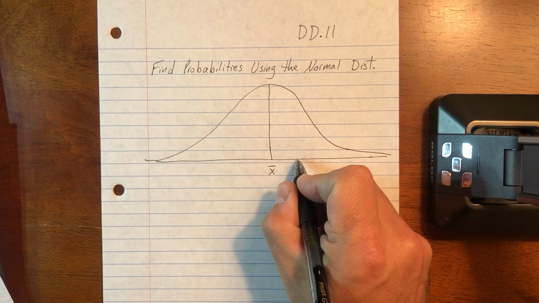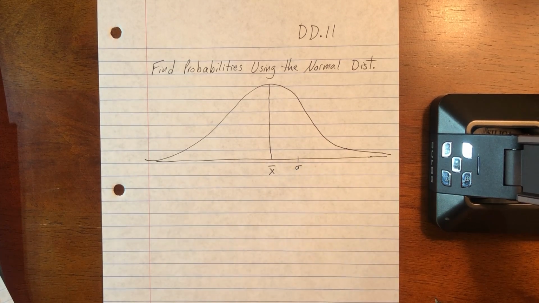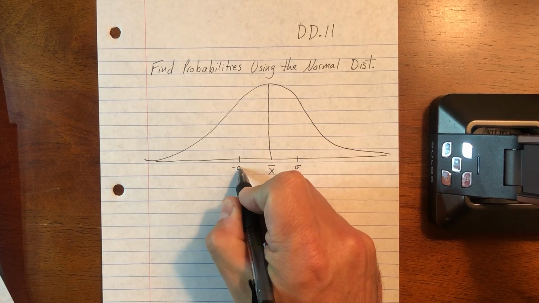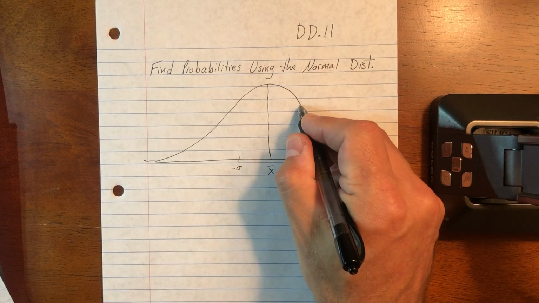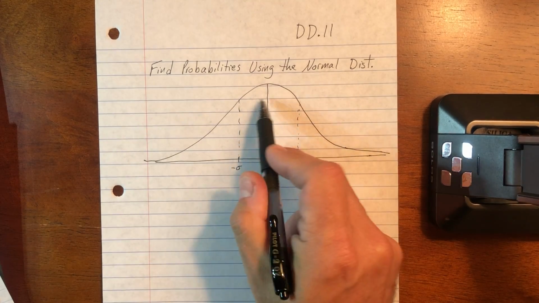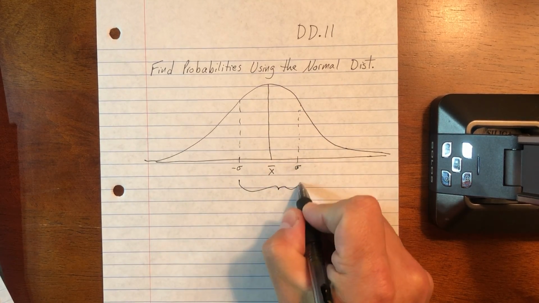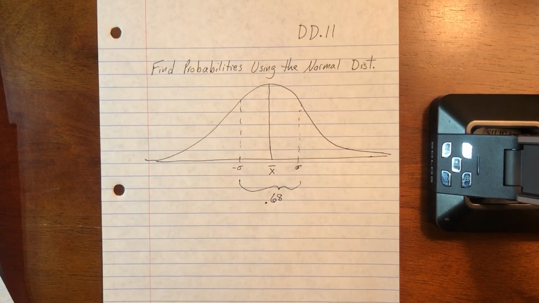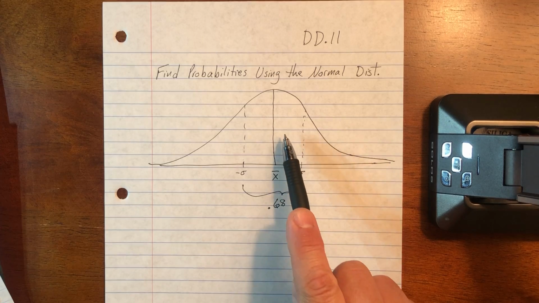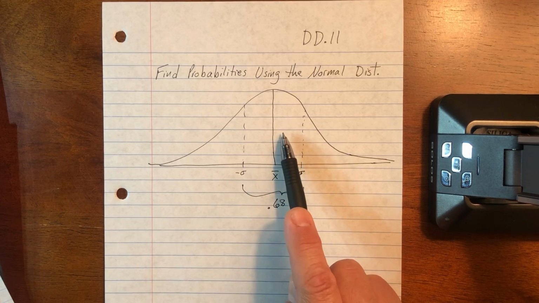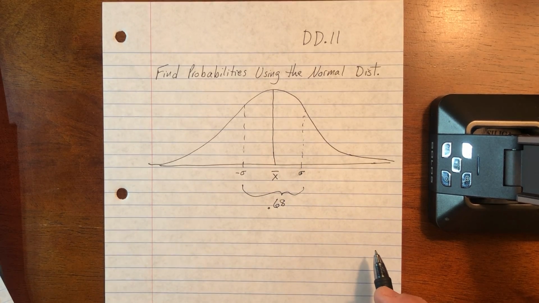If I were to go one standard deviation to the right of the mean, so that's 1 sigma that way, and go one standard deviation to the left of the mean, so negative sigma in that direction, well then between those two, so if I draw a little line there and a little line there, everything in here from there to there is 68% or 0.68 of the data. So if I said, what's the probability that a random data point is somewhere within one standard deviation of the mean on either side, you've got a 68% chance of that happening.